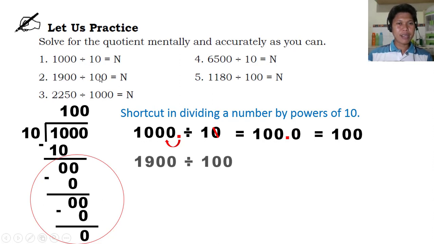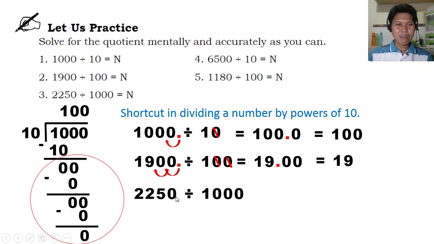1,900 divided by 100. So, ganun pa rin. May decimal point and then we count 1, 2, there are 2 zeros and then move 2 places, 1, 2. And the result is 19.00 or equal to 19. About 2,250 divided by 1,000. Ganun pa rin. Lagay tayo ng decimal point and then we count 1, 2, 3. There are 3 zeros. So, 1, 2, 3. This time, sulat natin 2.250.